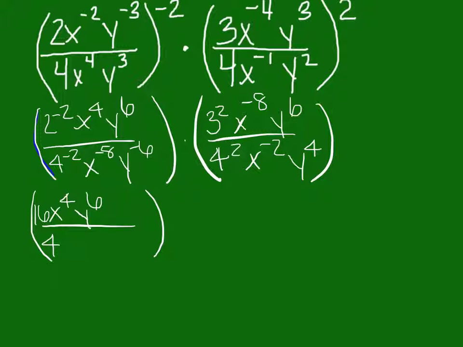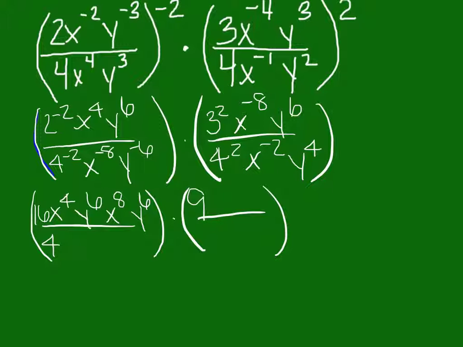Your x to the negative 8 is also going to go to the top, become x to the 8th, and your y to the negative 6 is also going to go to the top and become y to the 6th. Now to simplify the second part, 3 squared is going to stay on top, and 3 squared is 9.